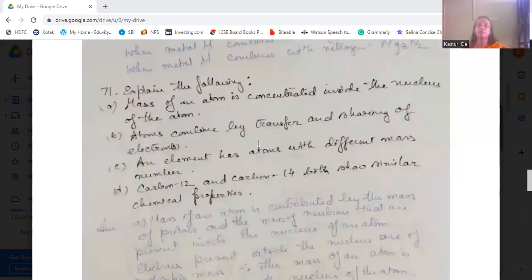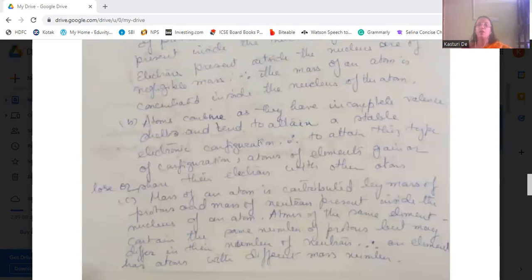Next is an element has atoms with different mass numbers. Now, the mass number of an atom is contributed by the number of protons and the number of neutrons. Atoms of the same element have the same number of protons, so their atomic number is the same, but they differ in their mass numbers. Why? Because their number of neutrons differ. That's why their mass also differs.